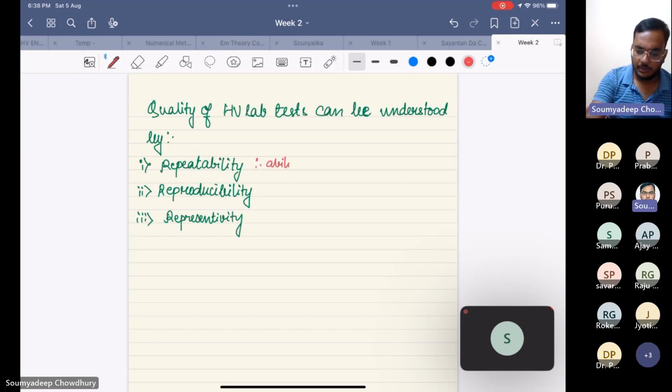So this repeatability is the ability to produce identical results every time.